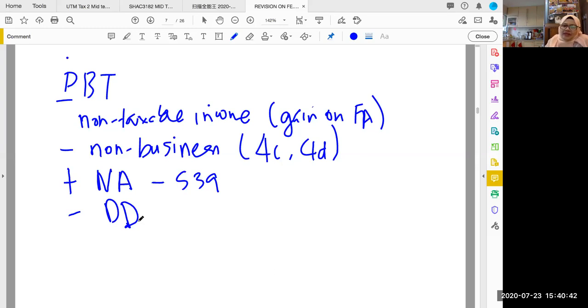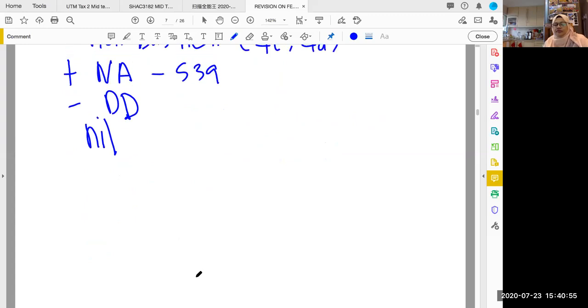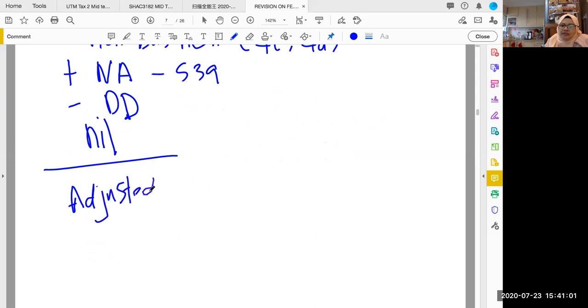All right, so you have this kind of adjustment: minus your non-taxable income, non-business income, plus your non-allowable expenses. But if there is none in terms of your allowable expense, you have to put a nil on the item. So don't forget to put a nil. So from here you get your adjusted income. So write down the name of the term of the computation. Every term here will have a tick for that.